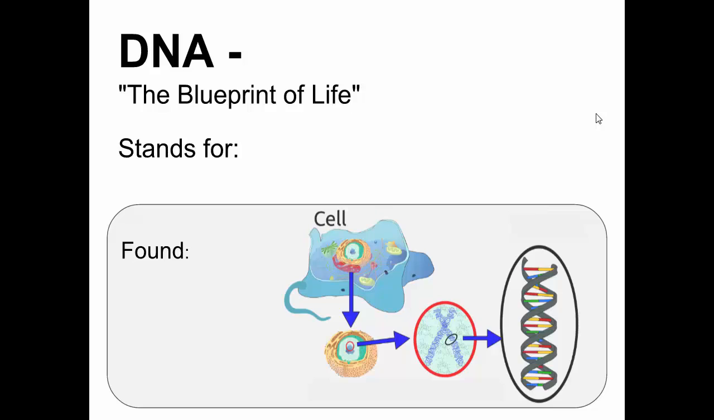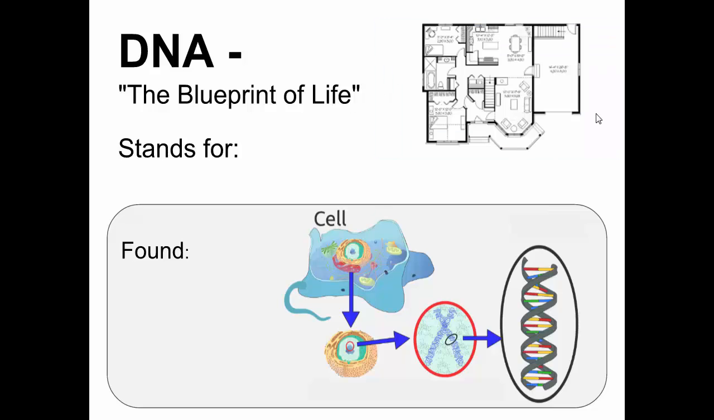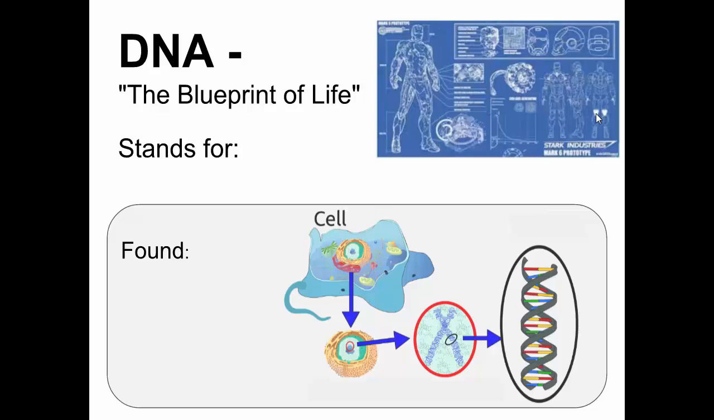So what is a blueprint? It's like the overview. Say you're making a kitchen, you're drawing a blueprint of what's going to be in that kitchen, where everything's going to be. Okay, so it's like the outline. It says where everything's going to be and what it's going to look like. So like a house: all your rooms, your furniture, where your doors go, where the entryways are, where your stairs are. All the parts of Iron Man, there's a blueprint for Iron Man. So it's the outline for life.